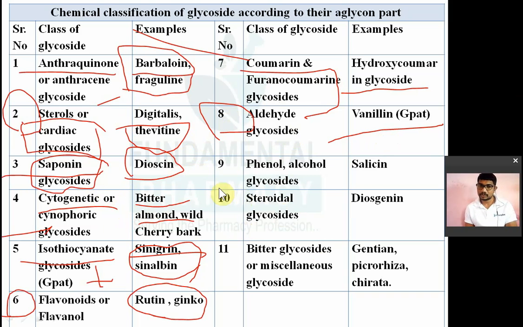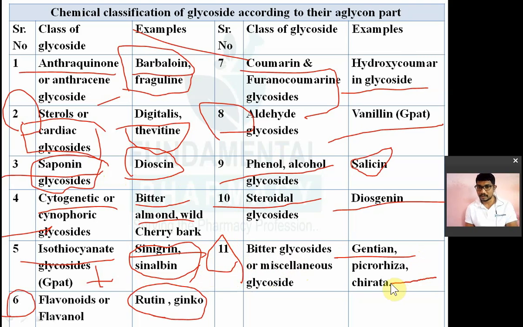Then the next one is phenol glycosides or alcohol glycosides. It is present in salicin from willow. Then steroidal glycoside again, for example diosgenin. Sterol and steroidal have a little bit of difference. In the case of sterol, you will have the same ring but an additional hydroxyl group. Here you will not have a hydroxyl group. Next one is known as bitter glycosides or glycosidal bitters, for example in gentian, then picrorhiza and chirata.